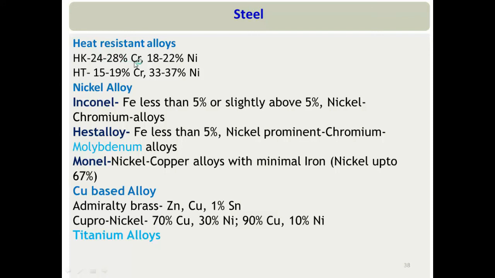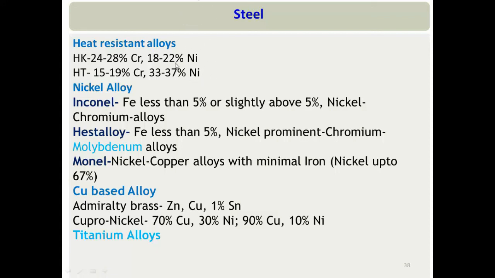And they usually contain chromium, nickel, and iron. For example, HK is a heat resistant alloy which contains 24 to 28% chromium and 18 to 22% nickel. Similarly, HT is a heat resistant alloy which contains 15 to 19% chromium and 33 to 37% nickel.